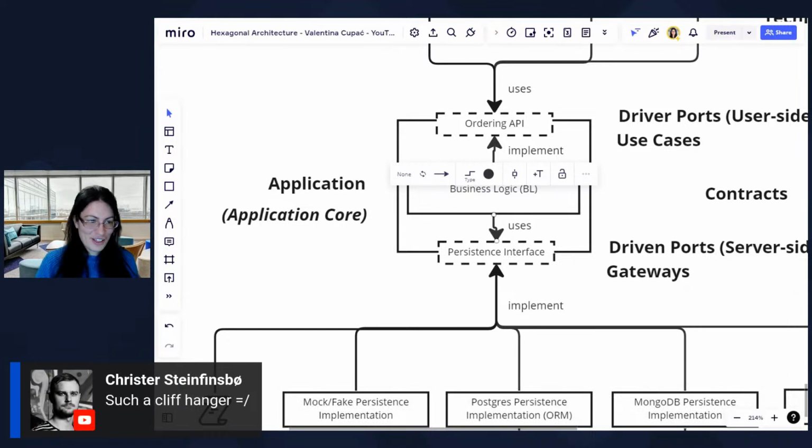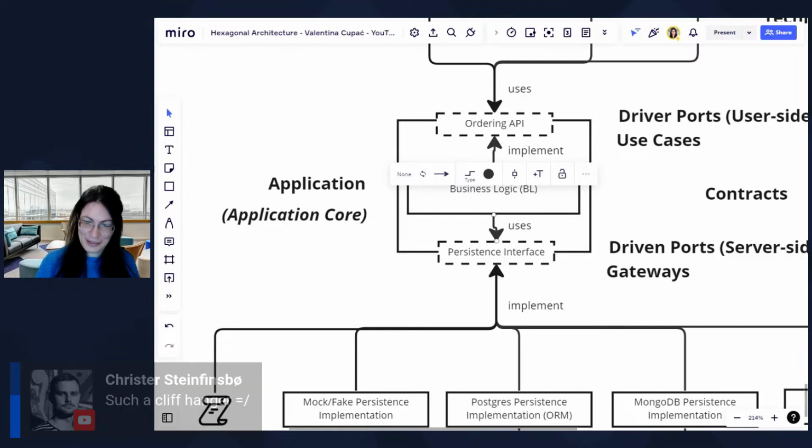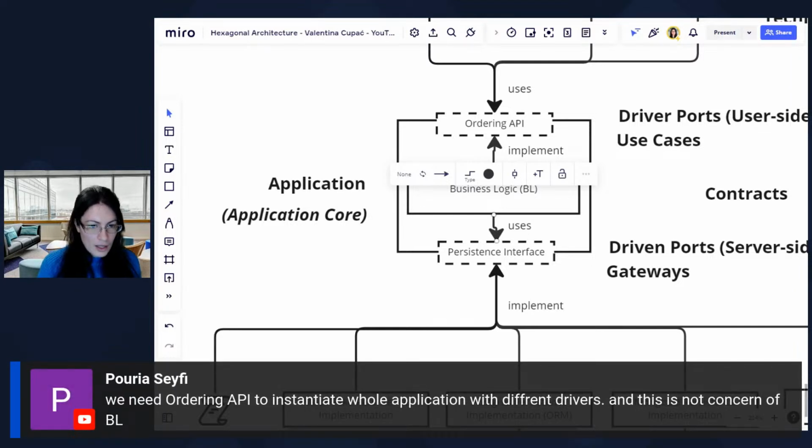Okay. So yes, there are cliffhangers, since we do have some multiple open questions, which I may use for subsequent live streaming sessions, since this is just the first one and we're just getting started. We need ordering API to instantiate the whole application with different drivers, and this is not the concern of the business logic. That's exactly correct.